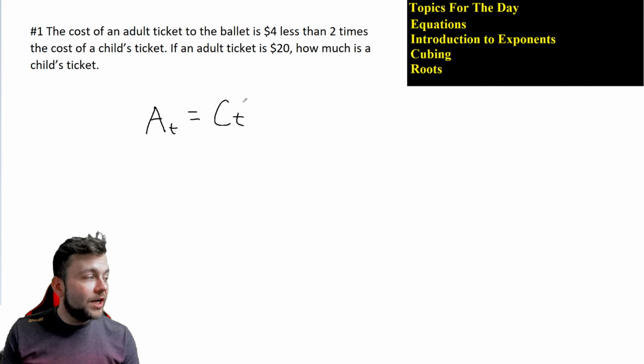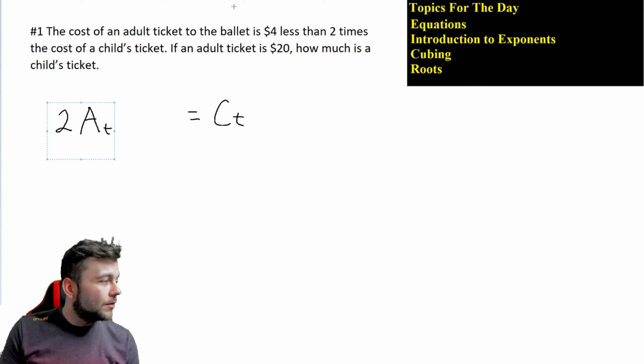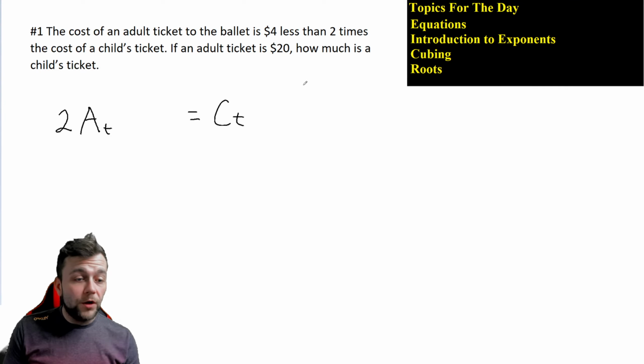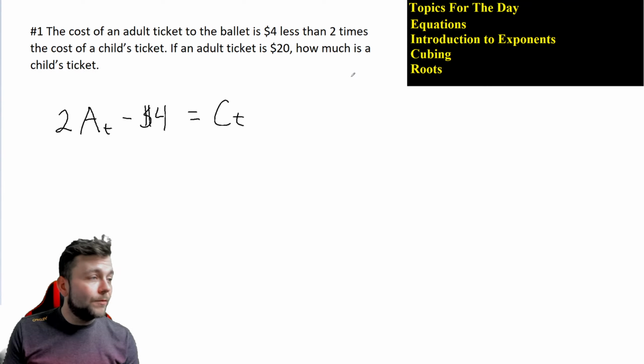Now, what is 2 times? It's 2 times the cost of a child's ticket. The adult ticket is 2 times the cost. If an adult ticket is $20, how much is a child's ticket? So an adult ticket to the ballet is $4 less than 2 times the cost of a child's ticket. Okay, so let's go ahead. I'm going to move this over, and we're going to write in there the minus $4.